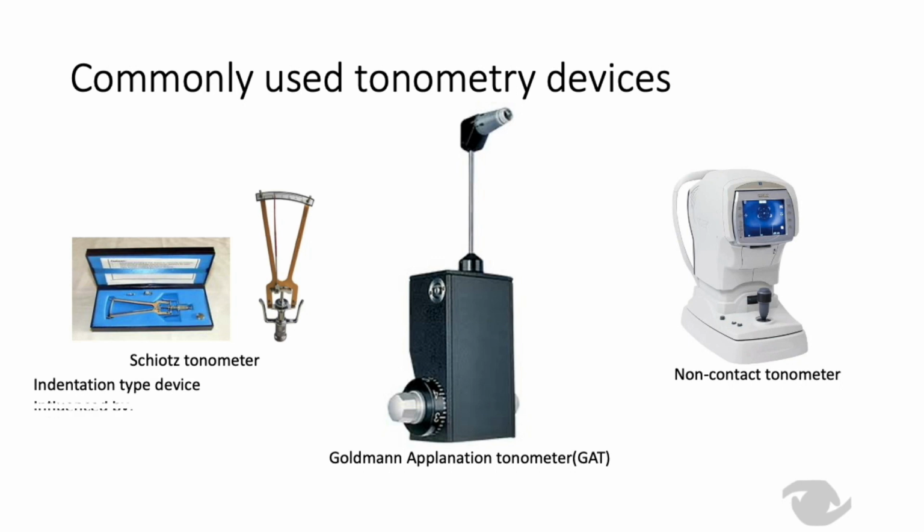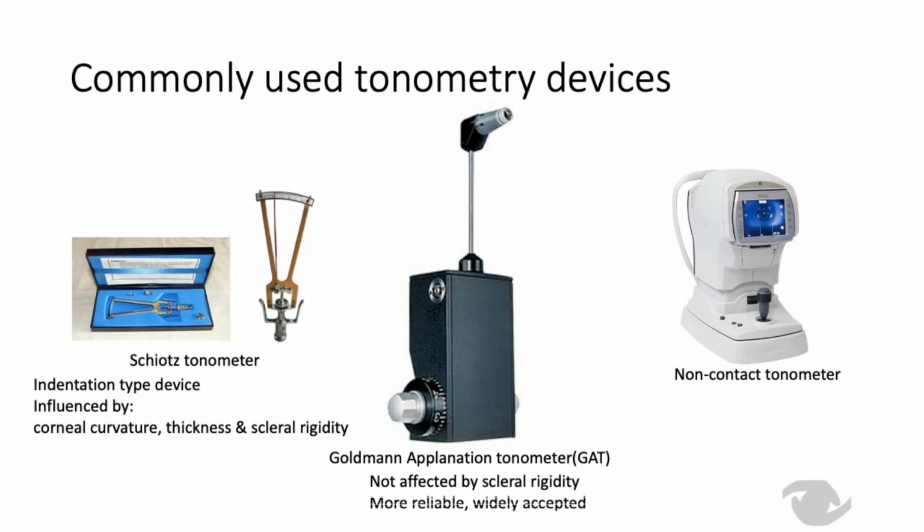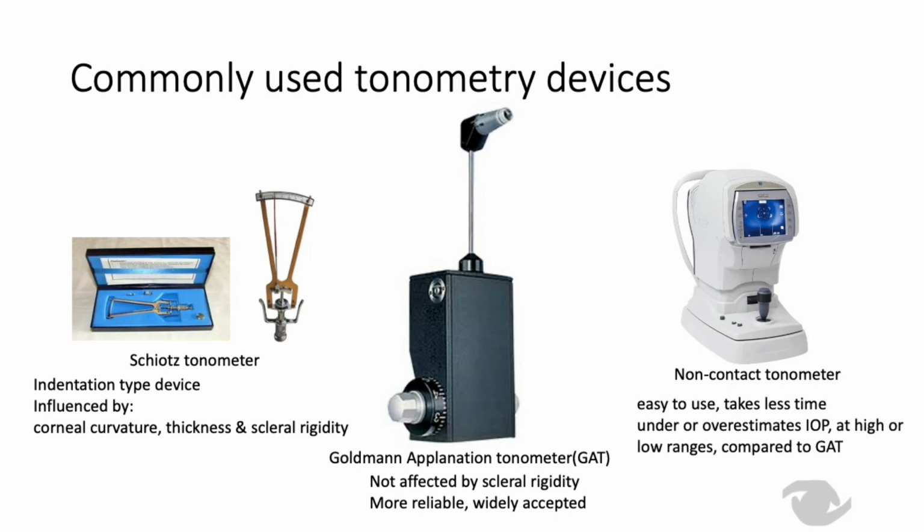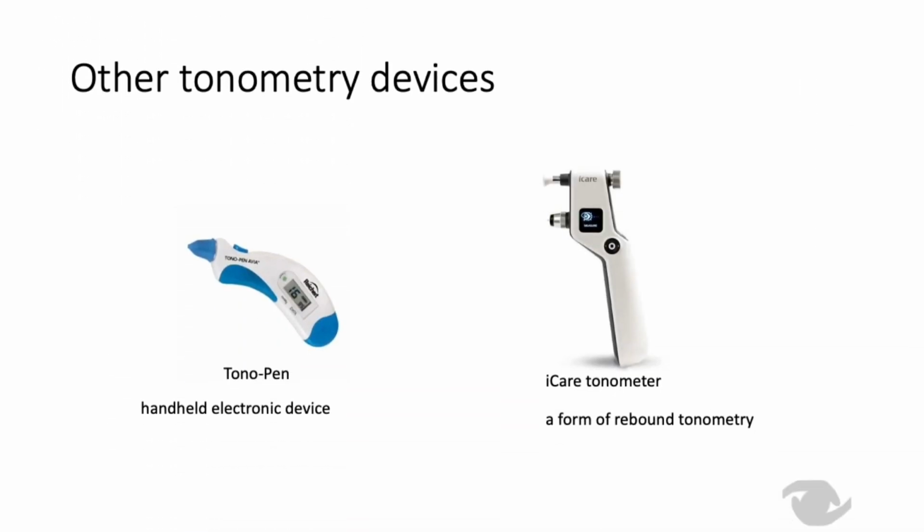Schiotz tonometer is influenced by corneal curvature, thickness and scleral rigidity. Goldmann applanation tonometer or GAT is not affected by scleral rigidity. It is more reliable and widely accepted for clinical use. NCT is easy to use and takes less time. However, compared to GAT, it may under or overestimate IOP at high and low ranges. Tonopen and rebound tonometer both correlate well with GAT in normal IOP ranges.